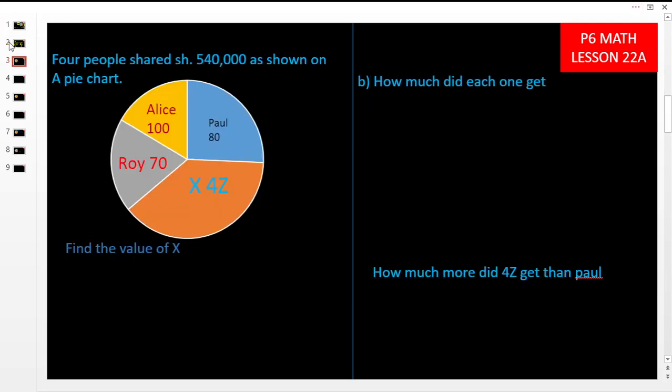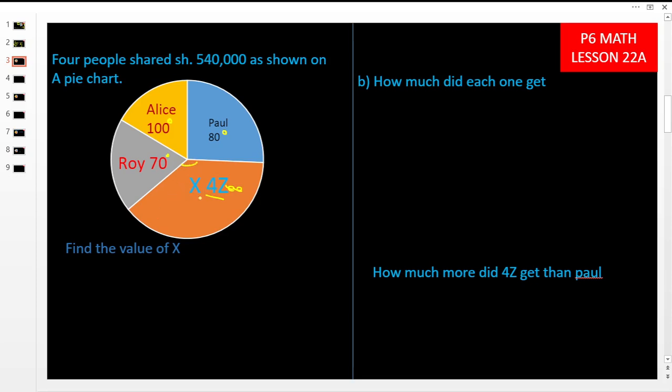All right, so with this pie chart, they are telling us that 4 people shared 540,000 shillings as shown on the pie chart. So this pie chart is in degrees, so it is a degree pie chart. So we have Alice, we have Roy, we have Paul, and we have 4Z. This 4Z got X, so they're telling us to get the value of X.